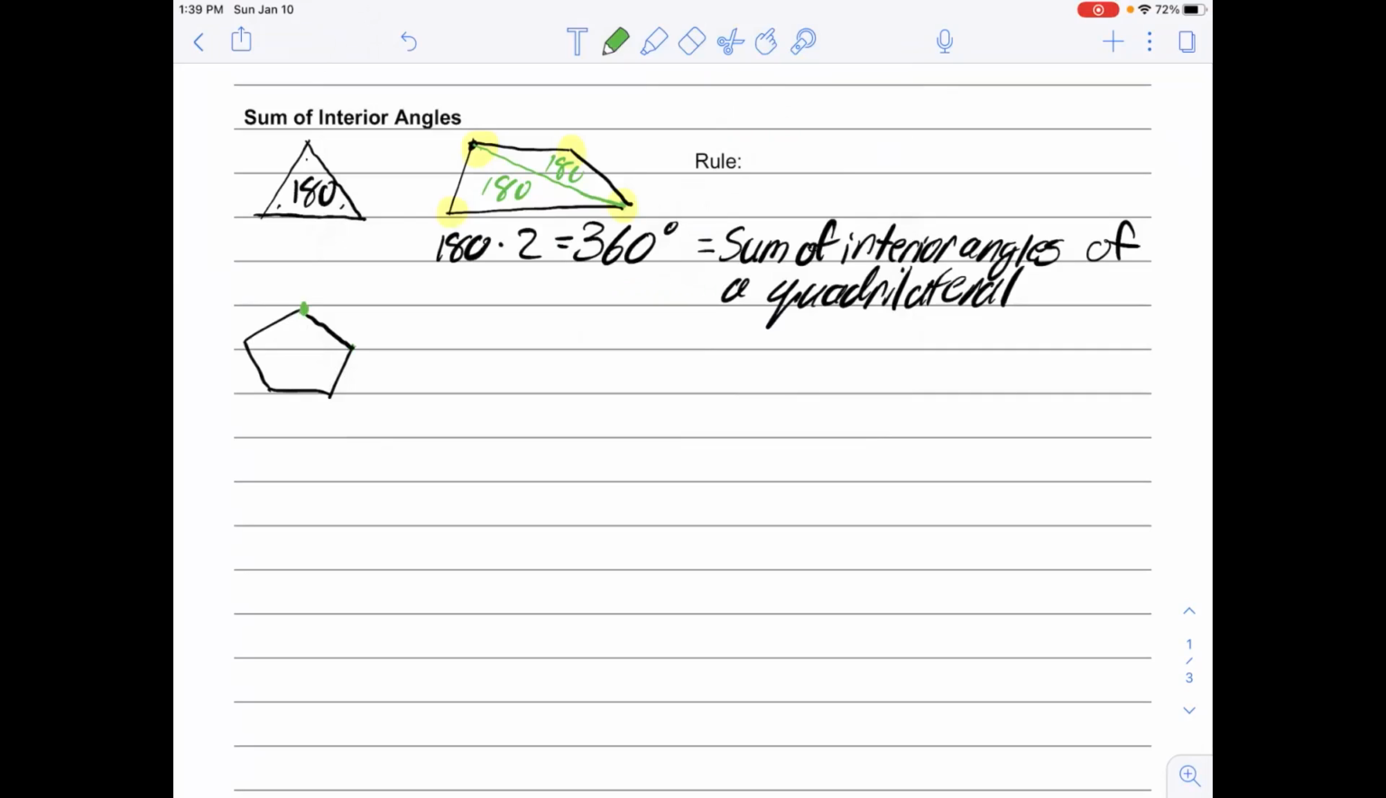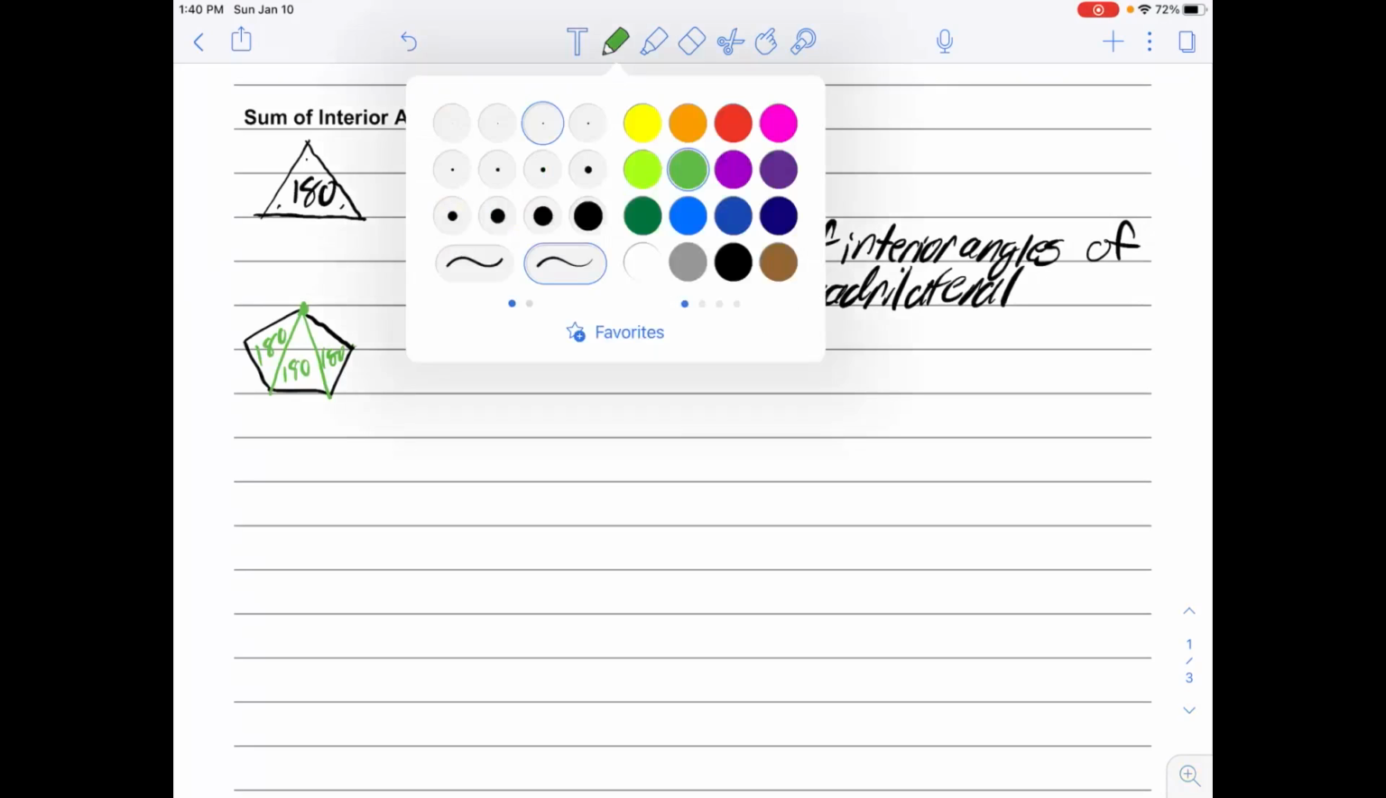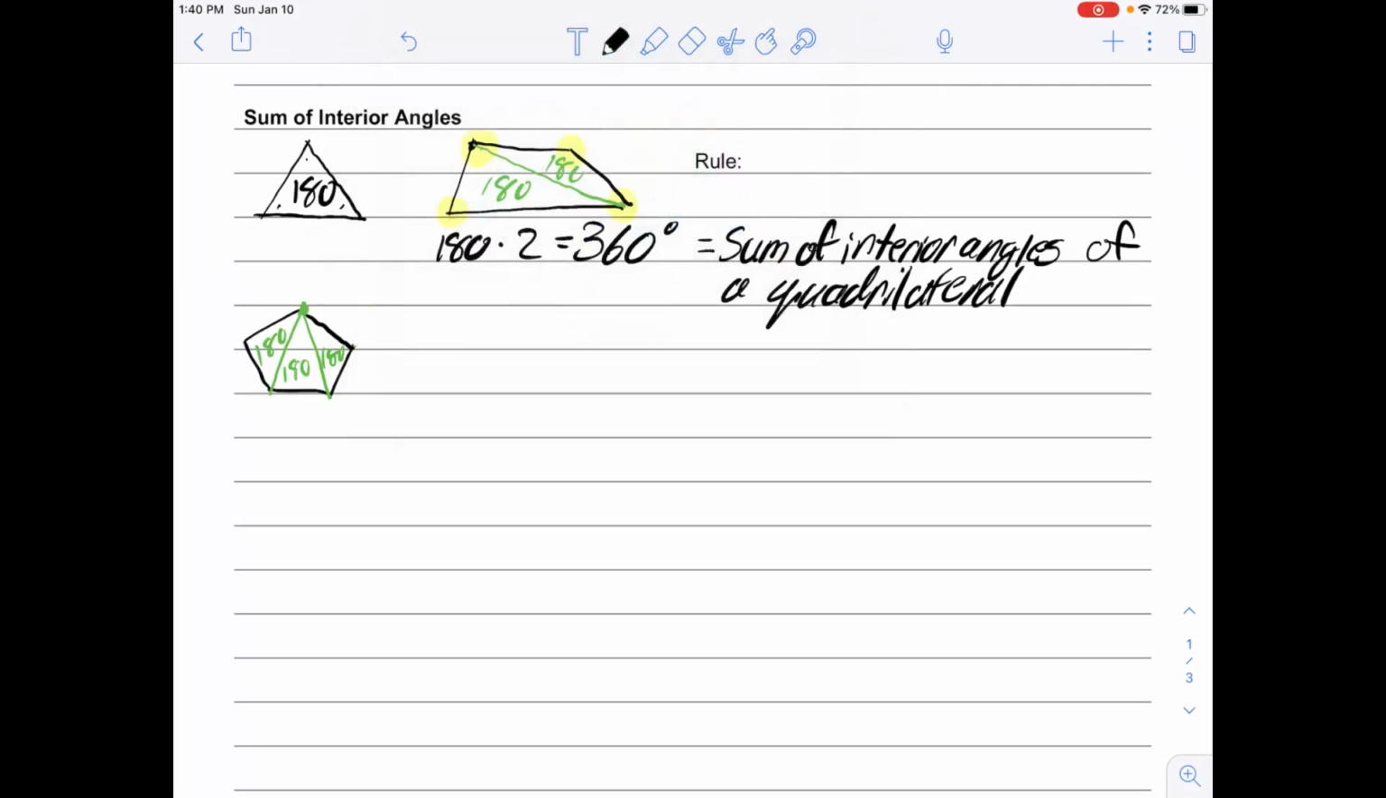So when I draw this, I start one diagonal here, draw another diagonal there, and I have three triangles, each of which has interior angles that add up to 180. So three triangles, each of them add up to 180. That means that the sum of my interior angles is 180 times 3, which is 540.